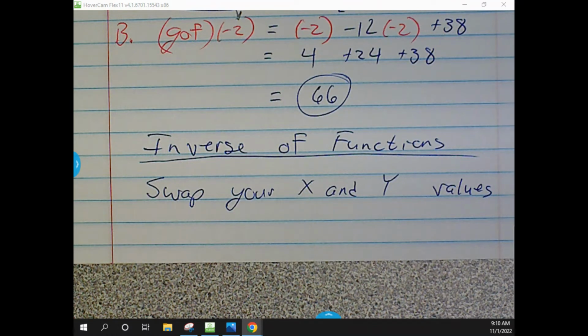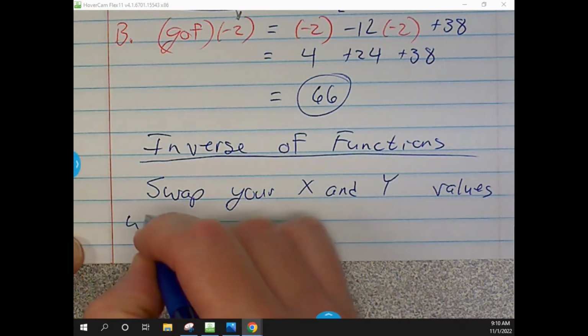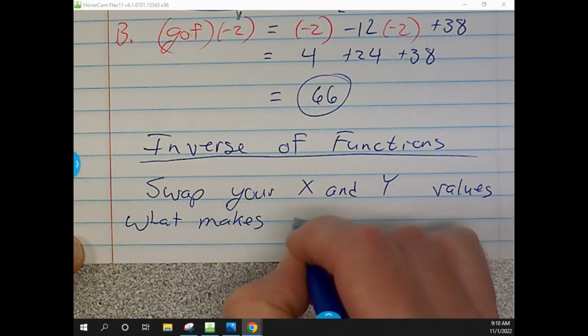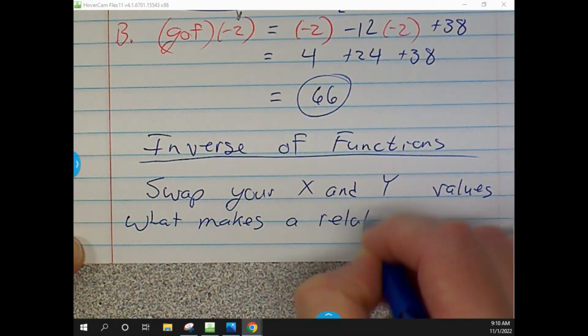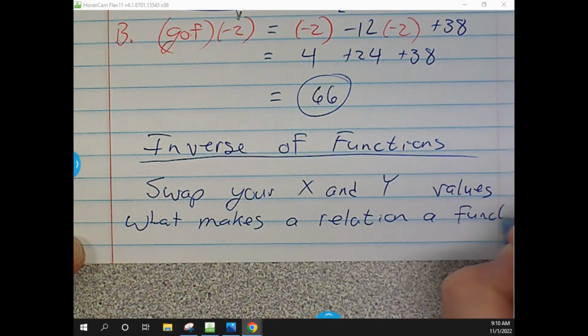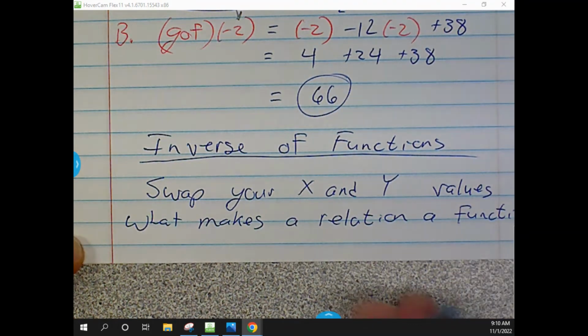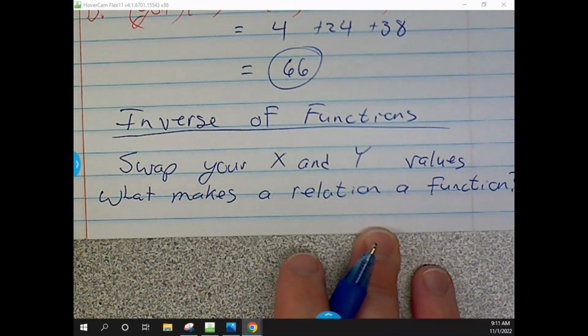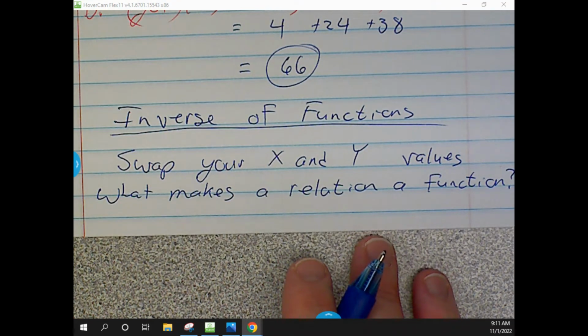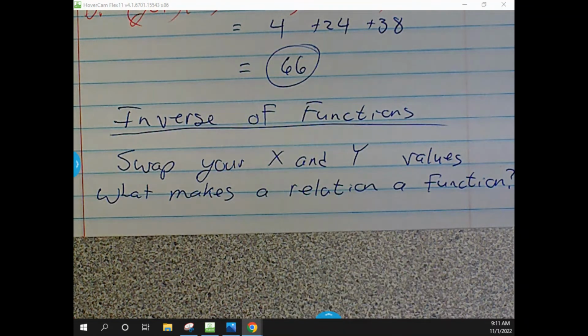All right, now this is going to make you go back probably a month or so ago. Does anybody remember what makes a relation a function? Since we're talking about functions for this thing, anybody remember, Corbin? Doesn't repeat y values. Doesn't repeat, not the y values, but the x values, right? So you can have repeated y values, but yeah, you cannot repeat x values.